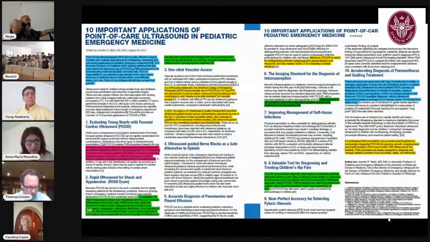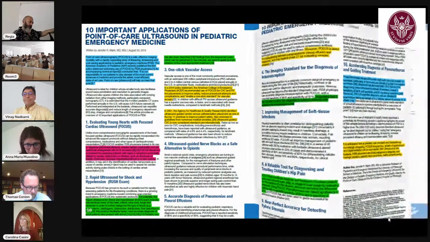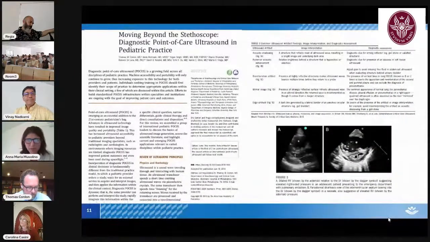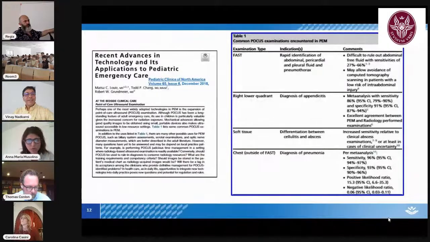And these are 10 important applications of point-of-care ultrasound in pediatric emergency medicine, 2018. And this is a very important paper from Professor Collor, but he will tell about this. But it is a very important application of point-of-care ultrasound in pediatric practice. And in 2018, in Pediatric Clinics of North America, they wrote that POCUS examination in pediatric emergency medicine is one of the recent advances in application to pediatric emergency care.